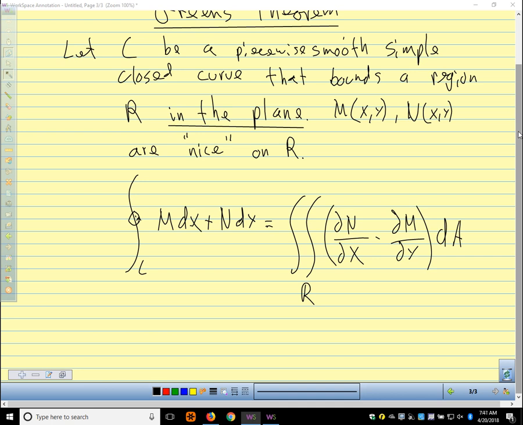Why would we want to use Green's theorem? Well, a lot of times, double integrals over a region are easier to set up and evaluate than a line integral over the boundary, depending on what the boundary is, depending on what our region is. A lot of times this is going to be easier to set up and evaluate than a line integral.